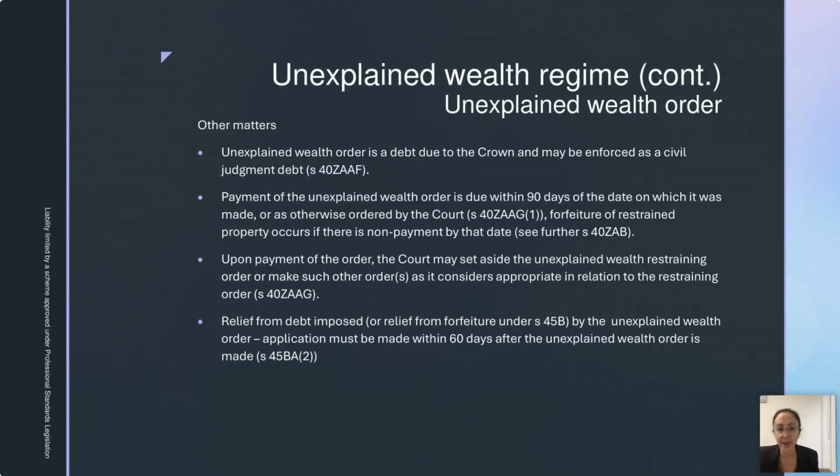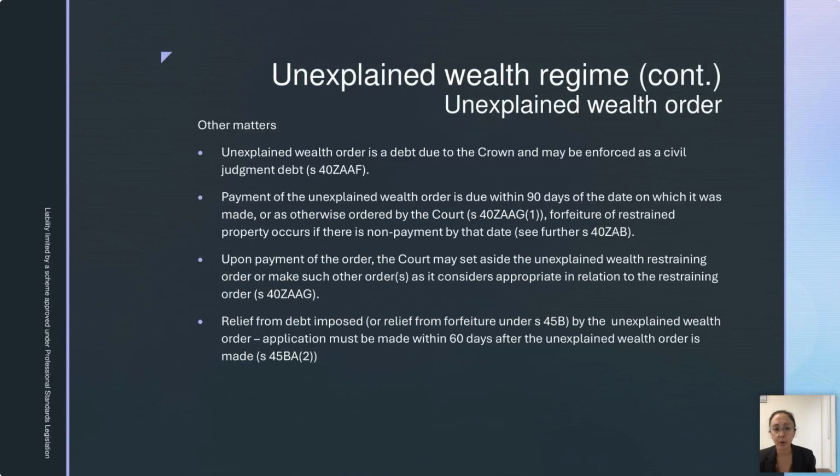Other matters, just to quickly note about this regime, an unexplained wealth order is a debt due to the Crown and it may be enforced as a civil judgment debt, not dissimilar to the compensation and restitution orders under the Sentencing Act. Payment of the order is due within 90 days or otherwise as ordered by the court. Forfeiture of restrained property occurs if there is non-payment by that date. And once you've paid, the court can set aside the order.